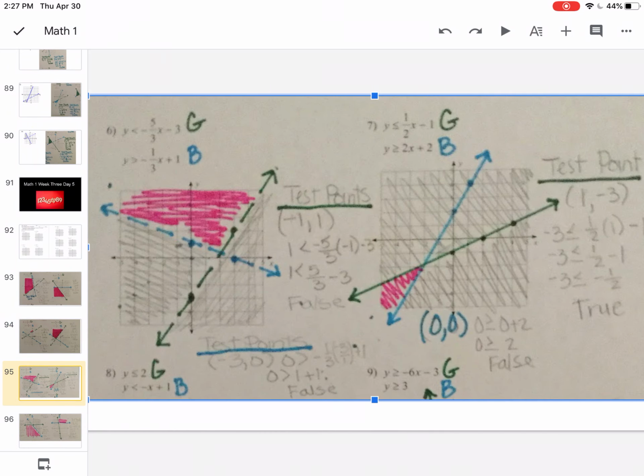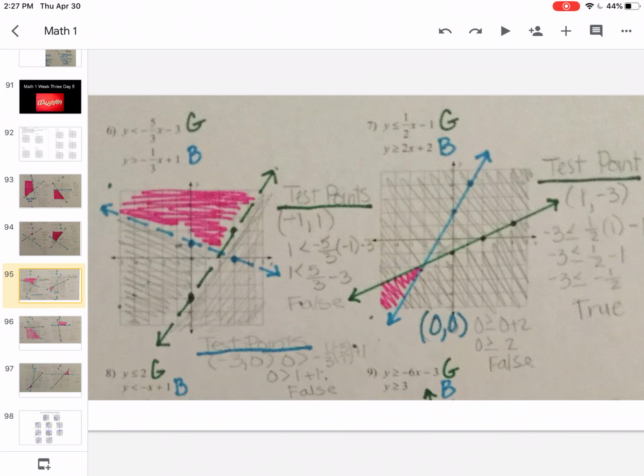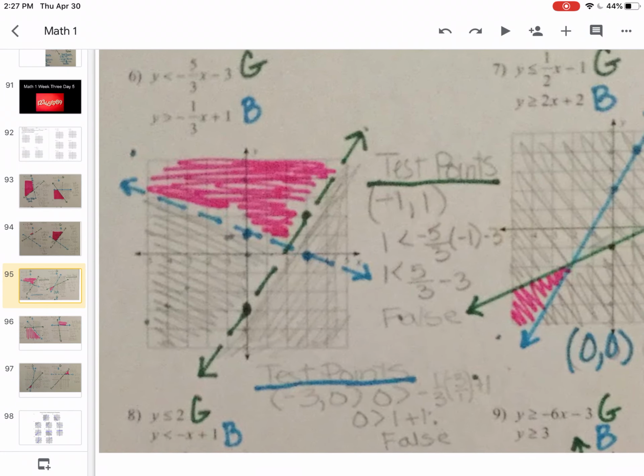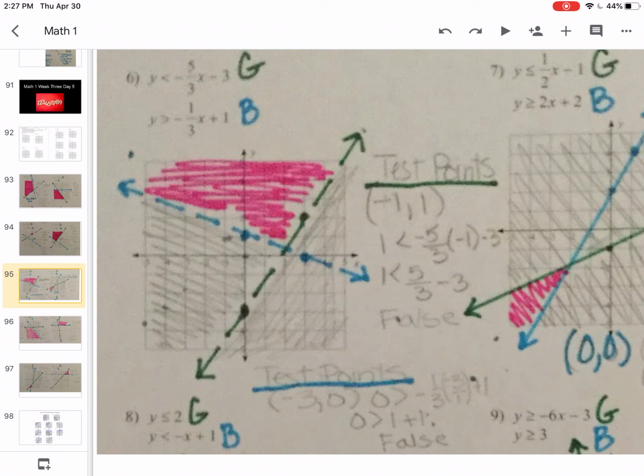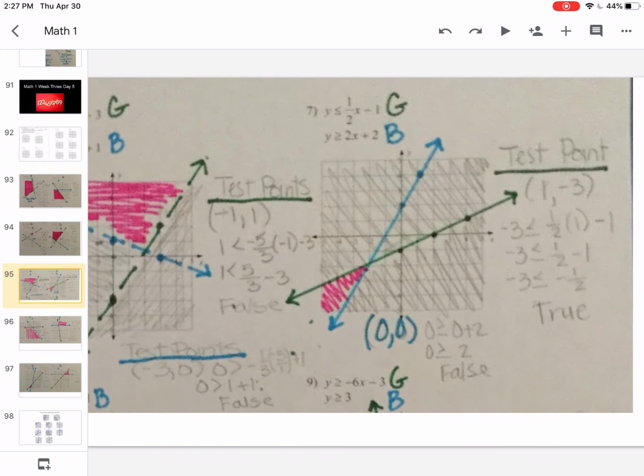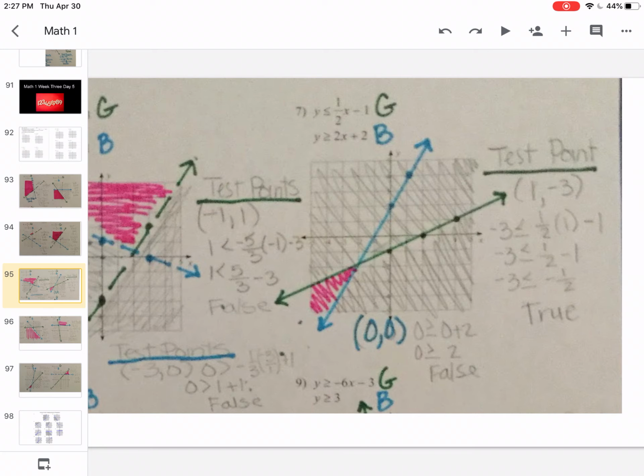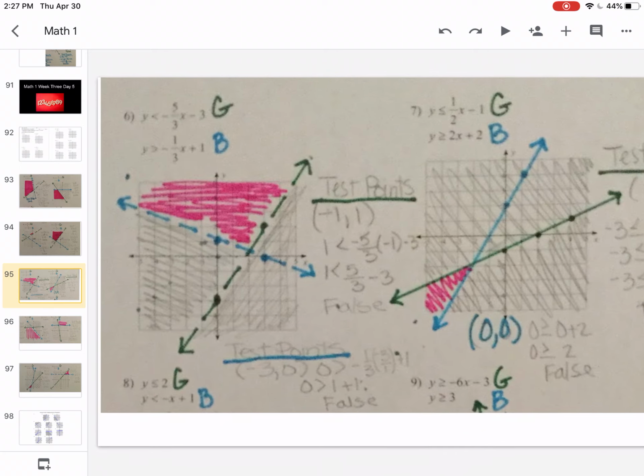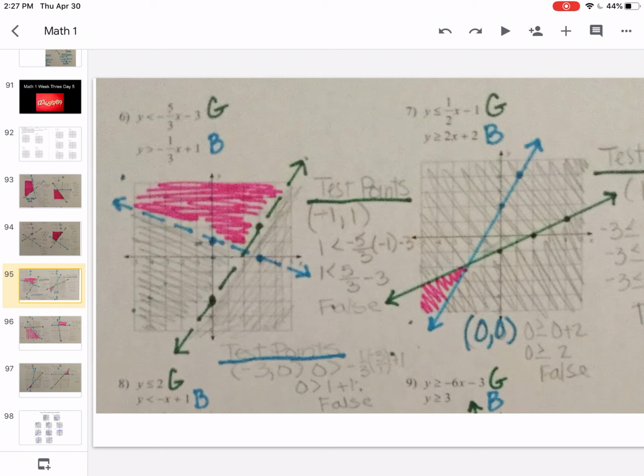Okay, this isn't too clear. Let's see. So you can see the green lines dashed and the blue lines dashed, okay? You can see the test points. And then over here, both lines are solid, okay? And in this one, I was shading those because I was trying to remember which ones I shouldn't be shading. So just ignore the pencil. I think at some point it was getting kind of confused, so I started doing that. But you just worry about the shaded in pink, okay?